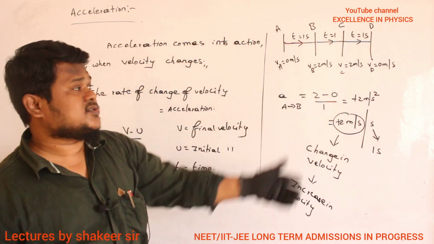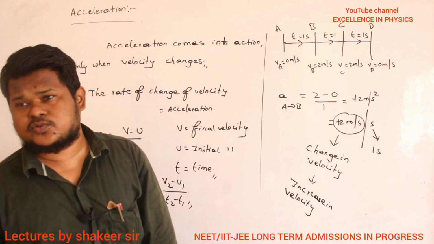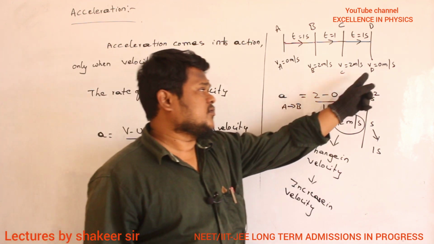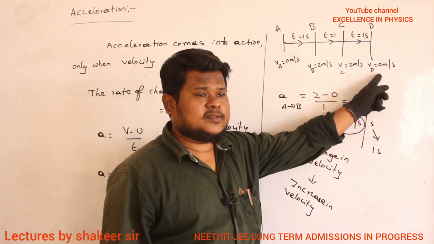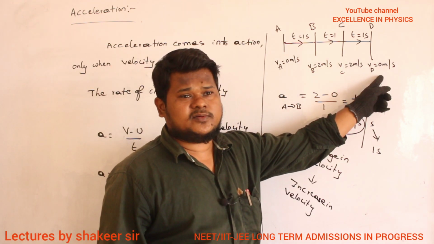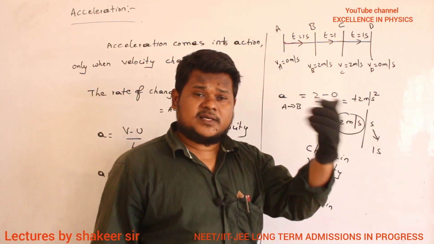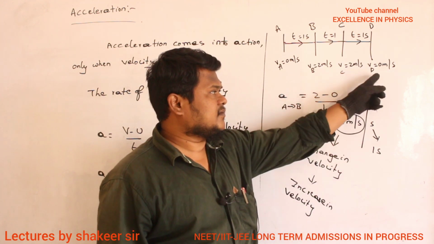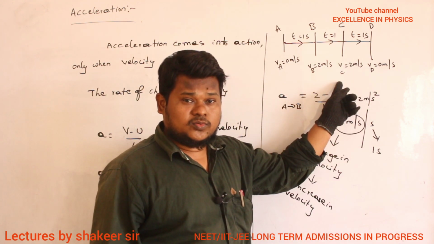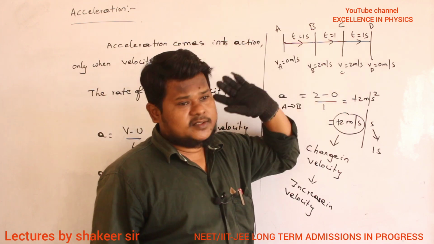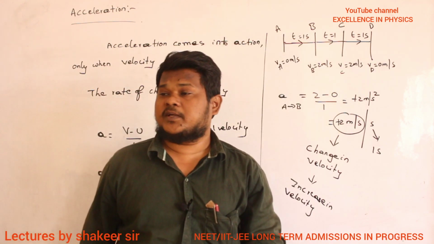Minus 2 meter per second square. Why did you get minus 2? The final velocity is 0 in this interval, and the initial velocity is 2. Acceleration is final velocity minus initial velocity, no? Final velocity 0 minus initial velocity 2, divided by the time taken, which is 1 second. So acceleration is minus 2 meter per second square.